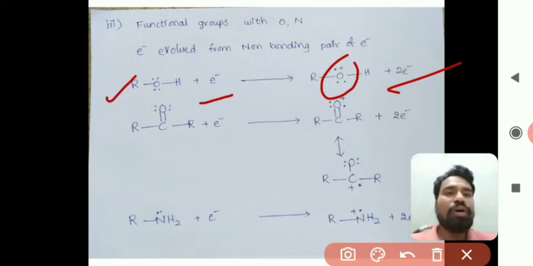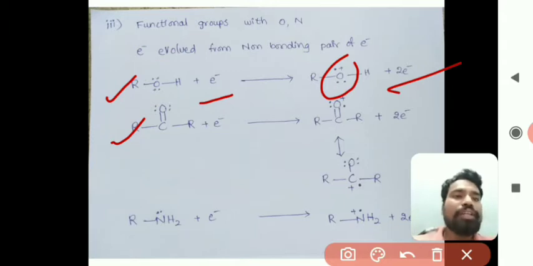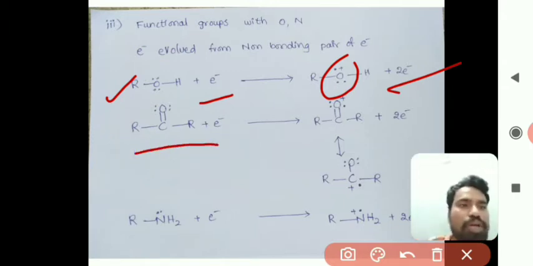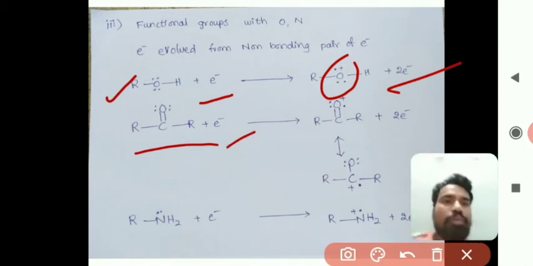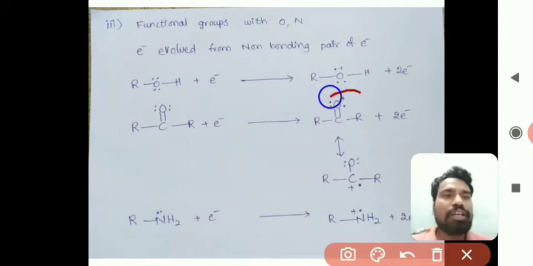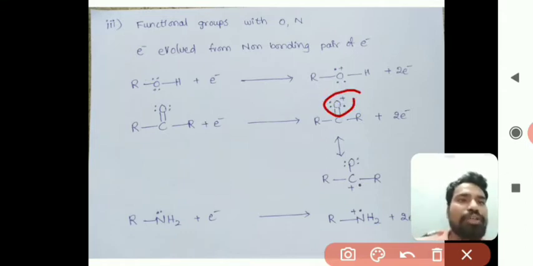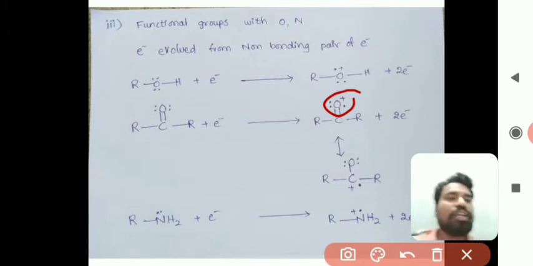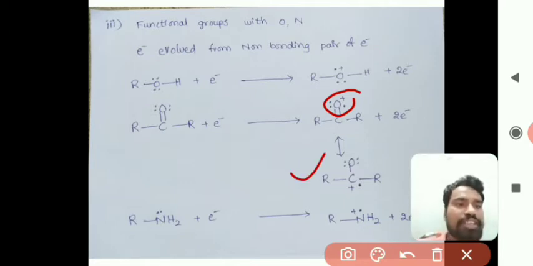So in the case of aldehydes and ketones also, that is RC double bond OR or RC double bond OH, when it is bombarded with an electron, again the electron evolution takes place from oxygen, so that you get C double bond O plus dot plus 2 electrons. It is then converted into RCO and RC plus dot and OR. So this is based on resonance, right?